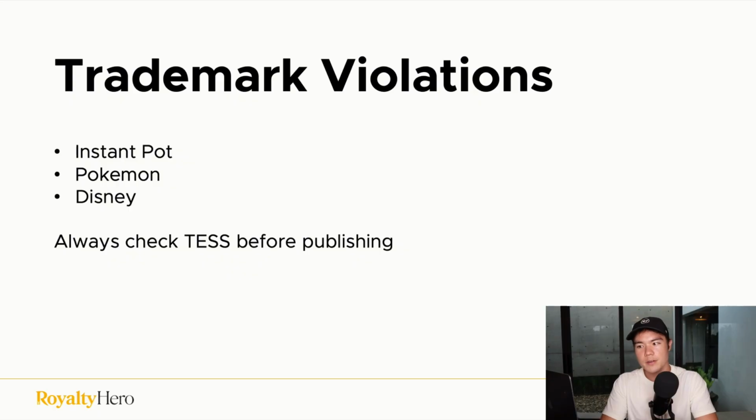The next one is trademark violation. This is, once again, a very obvious one. You don't want to publish under any trademarks. Instant Pot, Pokemon, Disney, these are some examples, but there's a lot more. So you want to check the uspto.gov site or TESS before publishing. Now, there's a bunch of videos on how to do this. I'm not going to go into detail here. So just look up how to check for trademarks for your book on YouTube.